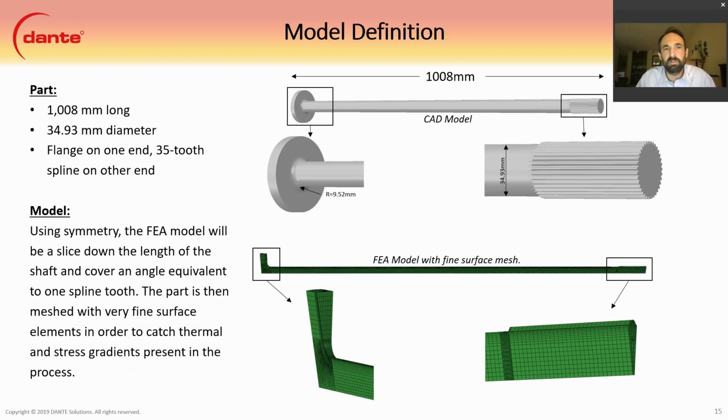The part is approximately 1 meter long with a 35 millimeter diameter, and there's a flange on one end and a 35 tooth spline on the other end. The model assumes symmetry, cyclic symmetry, about one spline tooth. After slicing off the single spline tooth, the surface was meshed with a very, very fine surface mesh in order to capture the high thermal, stress, and phase transformation gradients happening during the induction hardening process.